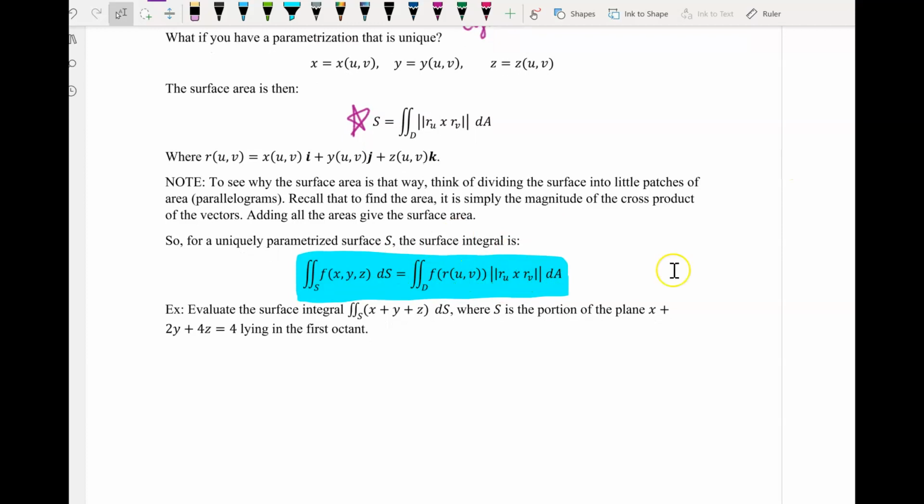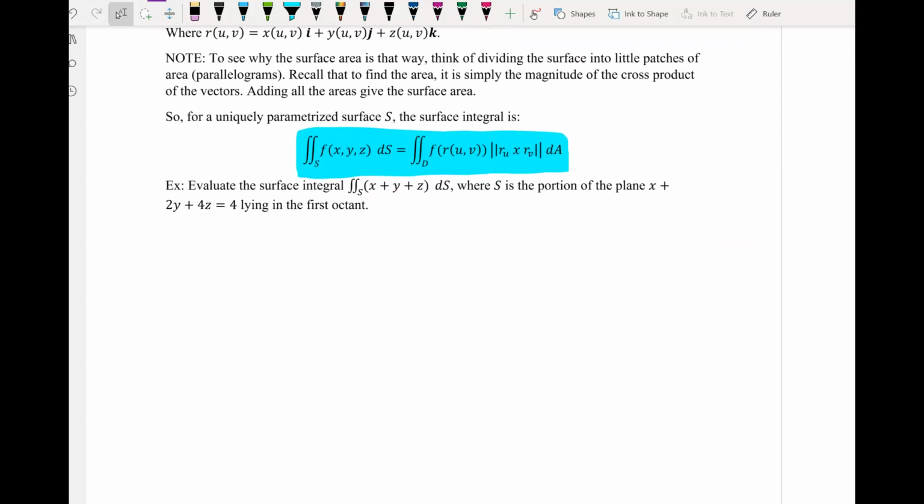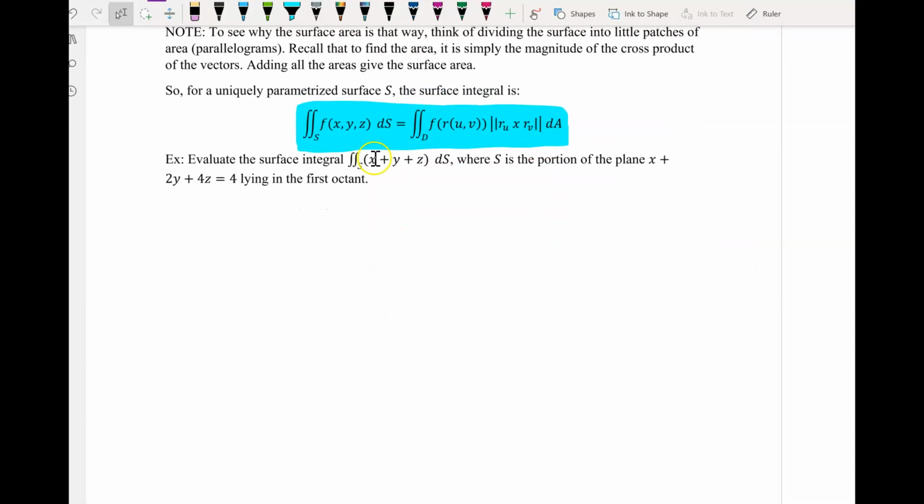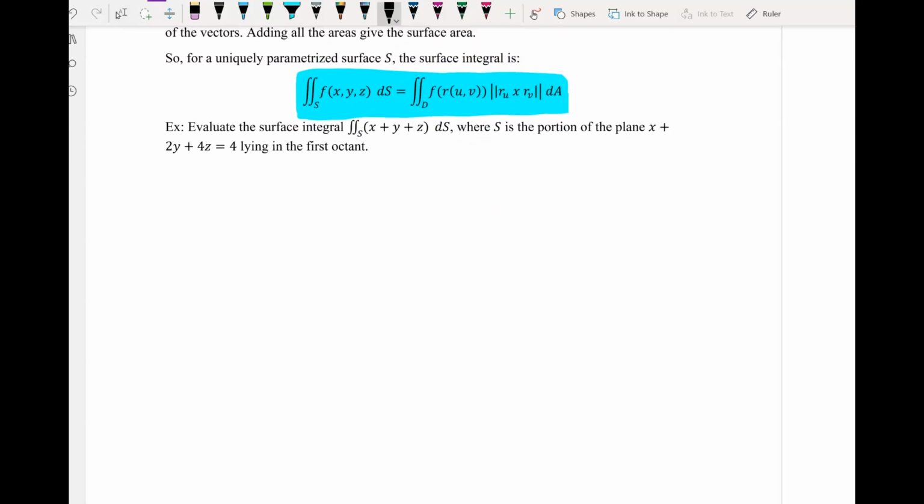Okay. So let's go ahead and do an example. So let's evaluate the surface integral of x plus y plus z, and imagine that this is its density, dS, where S is the portion of the plane x plus 2y plus 4z equals 4 lying in the first octant. Okay. All right. So now this problem, let's go ahead and take a look at it. So let's figure out what exactly they're trying to solve.